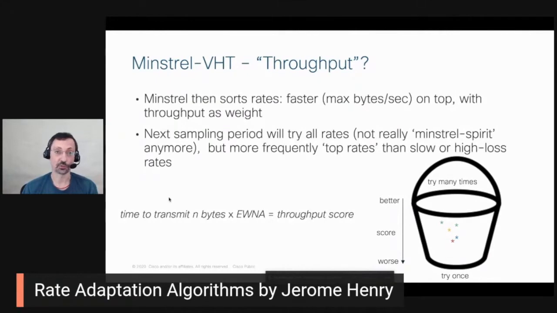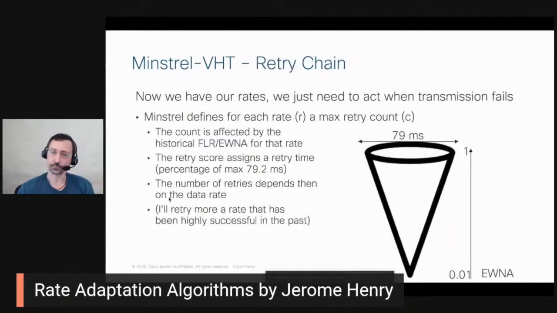What we're still missing there is the retry chain. If you pick a rate and the rate works for you, and you send a frame and it doesn't work, how many times do you retry? And we said at the beginning, let's make things simple and say, let's say you retry 3 times. Yeah, it's not the way it works either. It's a bit more complicated than that, but now we're ready to go into that complexity.